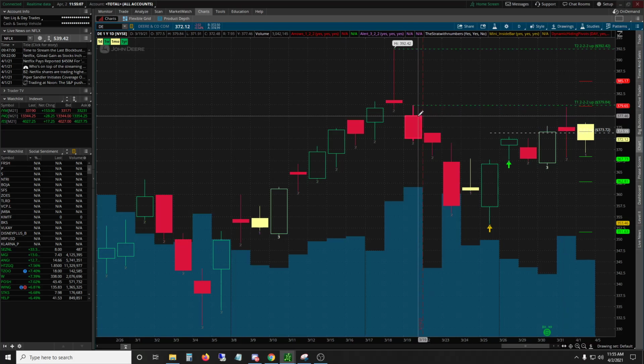I probably would have looked at this here, the top of this body, and set an alert right before it. That would have been somewhere I would have probably, if I had 10 contracts, maybe sold 5 or 6, maybe 7 right here, just to be on the safe side so you can lock in some profit. And at that point, set a trailing stop.